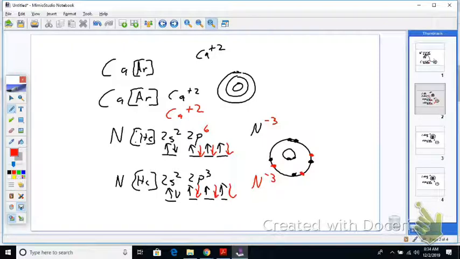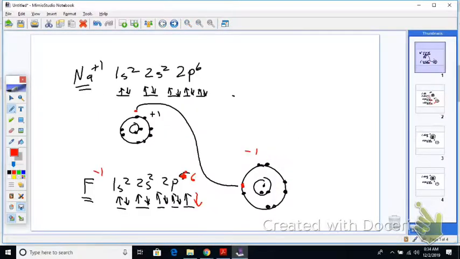So, what's the ratio of that then? If these two get together, the first one, our ratio was 1 to 1. The very first one we did, we said these two get together perfectly. A +1 matches up with the -1, and you get a ratio that would be NaF. That's how they go together. +1 and -1 cancel each other out. You just have to have one of each.